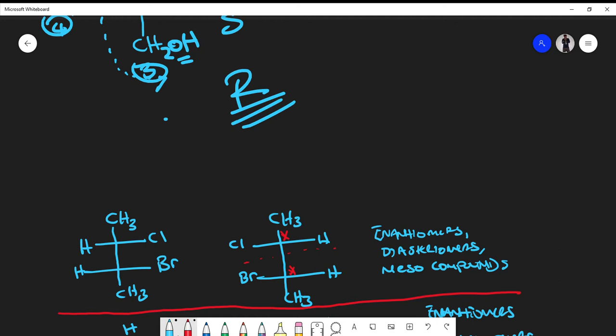Now, if you do the configuration, because we have two stereogenic centers, let's do it real quick. We've kind of practiced here, but let's do it real quick. From the carbon, our chlorine will get our number one priority. What would be number two?